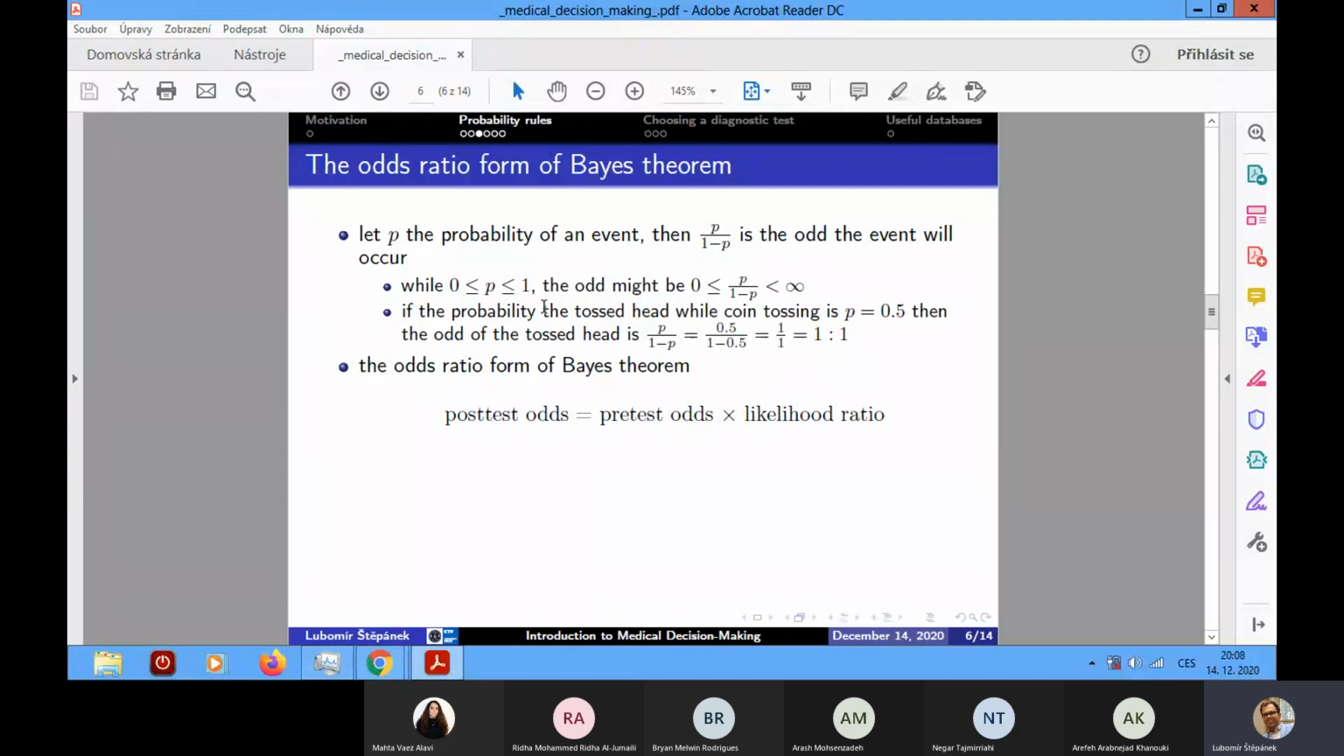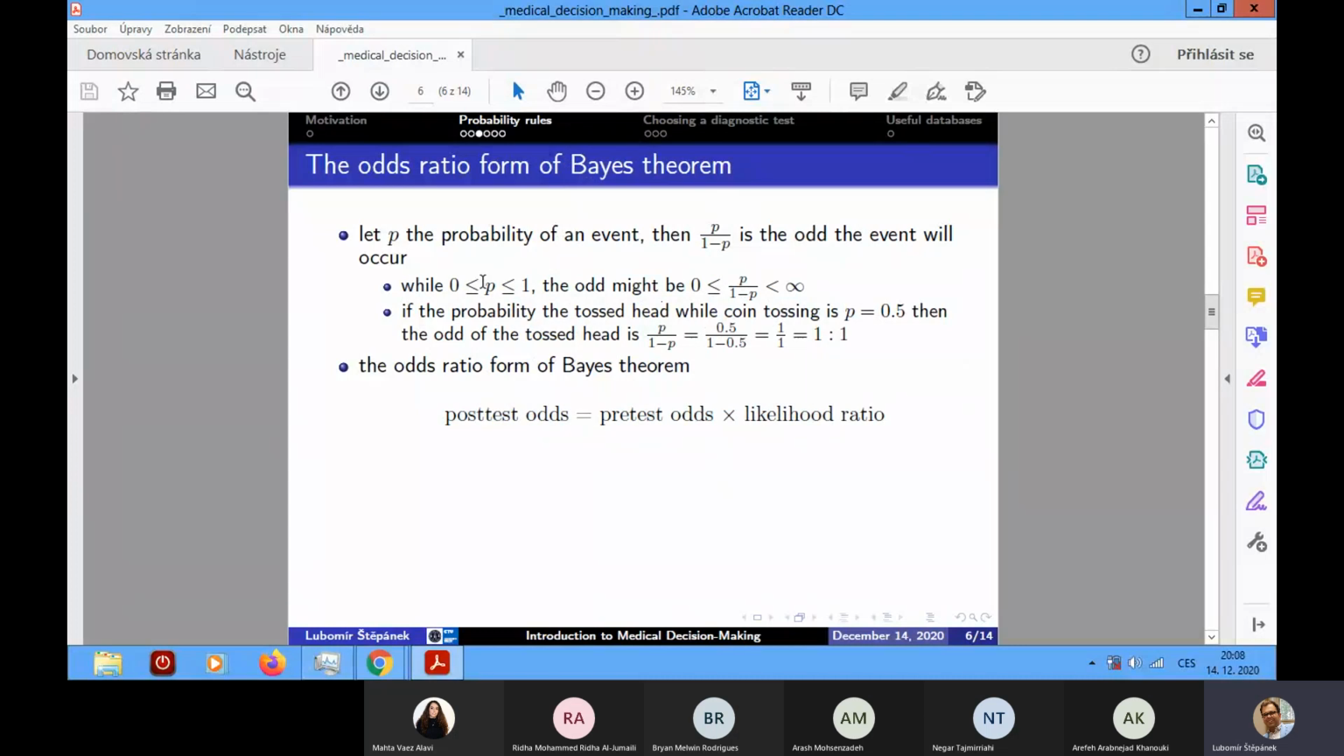And the form of odds is better for Bayes' theorem, because Bayes' theorem follows this formula. But before this formula, I just wanted to say that this line is also important, because this is exactly why this formula could work.